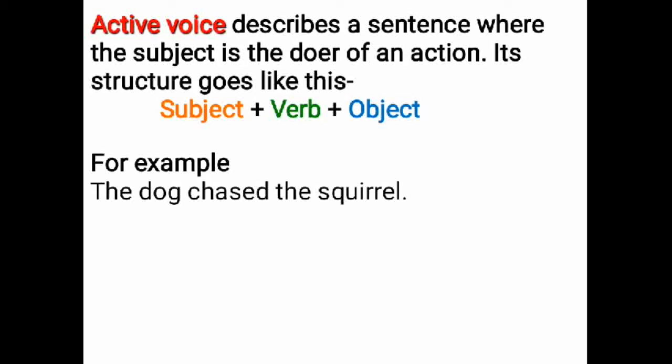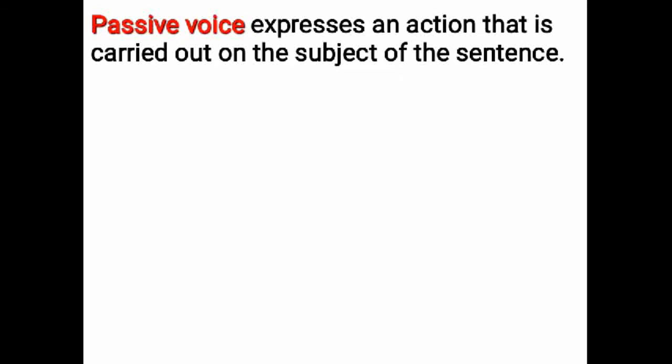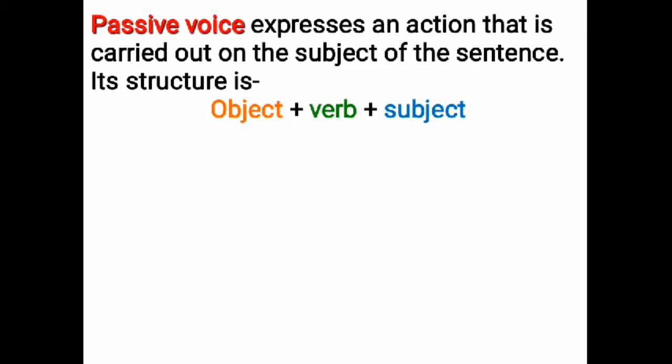Let's talk about passive voice. Passive voice expresses an action that is carried out on the subject of the sentence. Passive voice means the subject receives the action of a verb in a sentence. The structure of passive voice in a sentence is object plus verb plus subject.